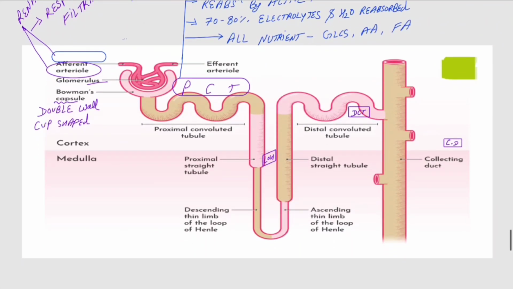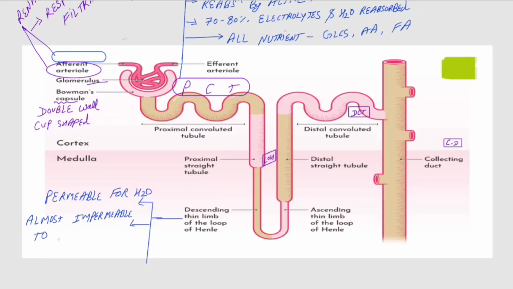Now the descending loop of Henle. Loop of Henle contains two limbs. First is descending limb, second is ascending limb. Let's talk about the descending limb of the loop of Henle. It is permeable to water, and almost impermeable to electrolytes.